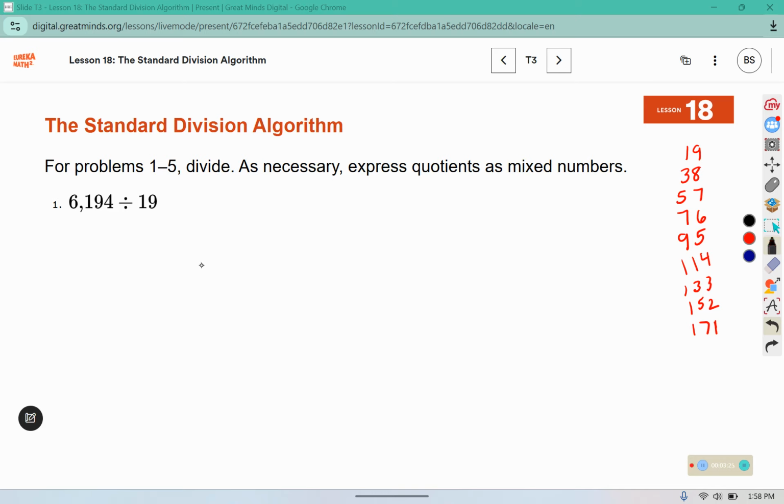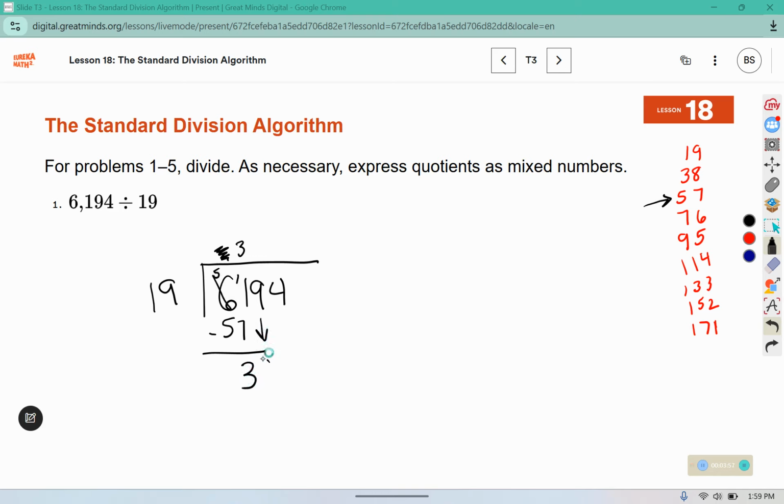Now in this problem, we put the 6,194 inside and the 19 outside. 19 does not fit into 6, so we skip this piece here. But 19 does fit into 61, and we see there's a 57 here, which is the third in the list. And that was 57. Now we'll regroup. 11 minus 7 is 3. Then bring down the 9.